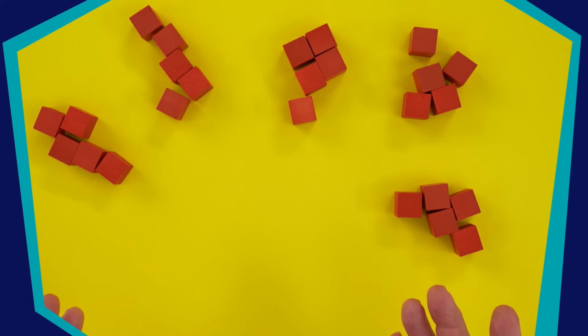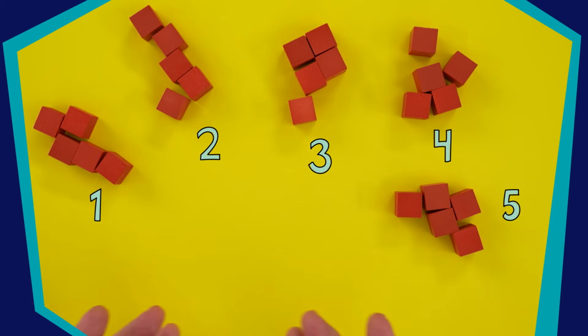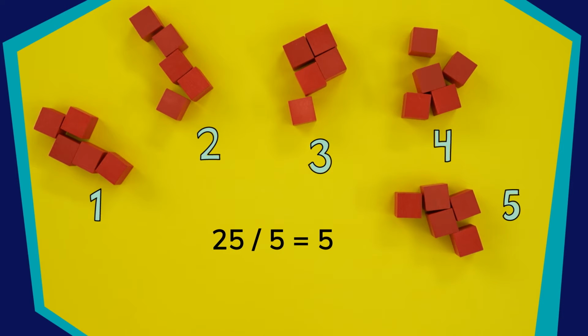And there you have it. 5 groups of 5 blocks each. 25 divided by 5 represented with base 10 blocks.